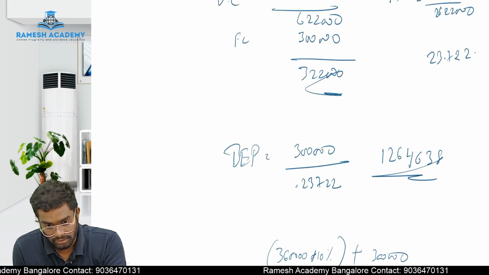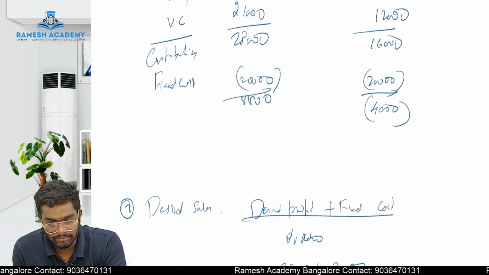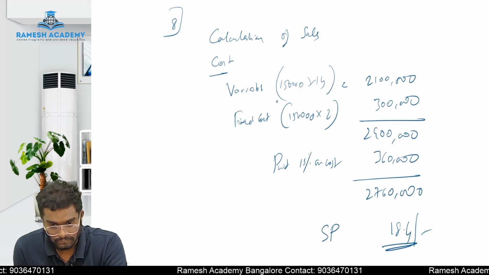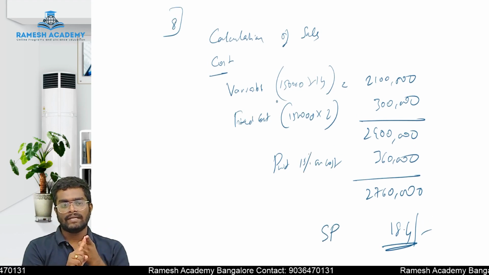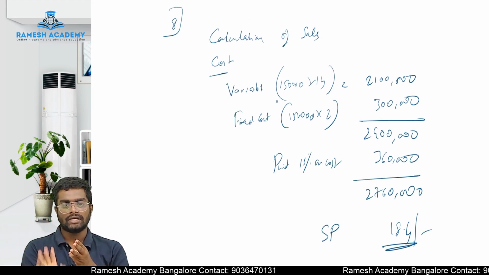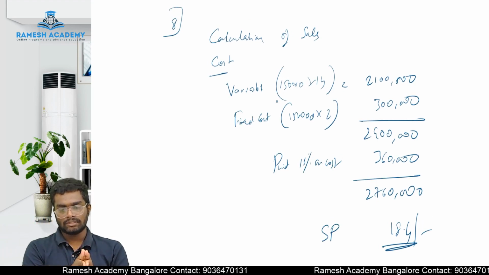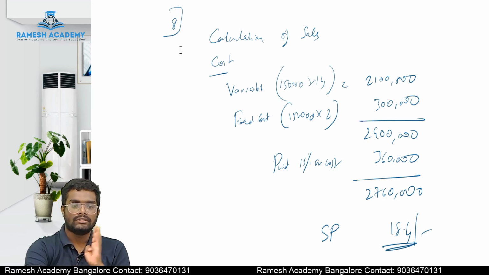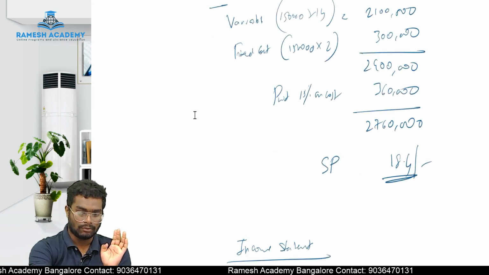This is the thing. So I'll explain once again from the top to make you understand. So this part is easy. I know my variable cost, I know my fixed cost, and they're telling profit should be 15% of cost. I found out the selling price. So my total sales is 27,60,000 divided by 1,50,000. I got 18.4. So this is clear for everyone, I hope.